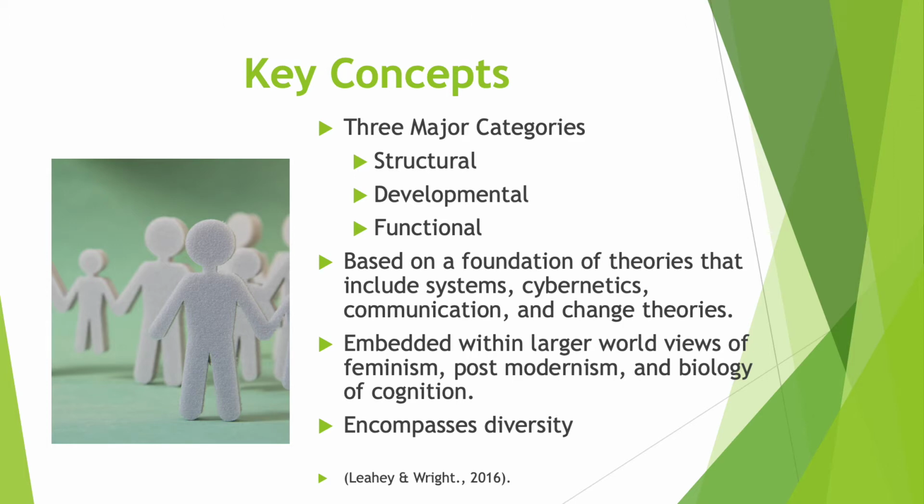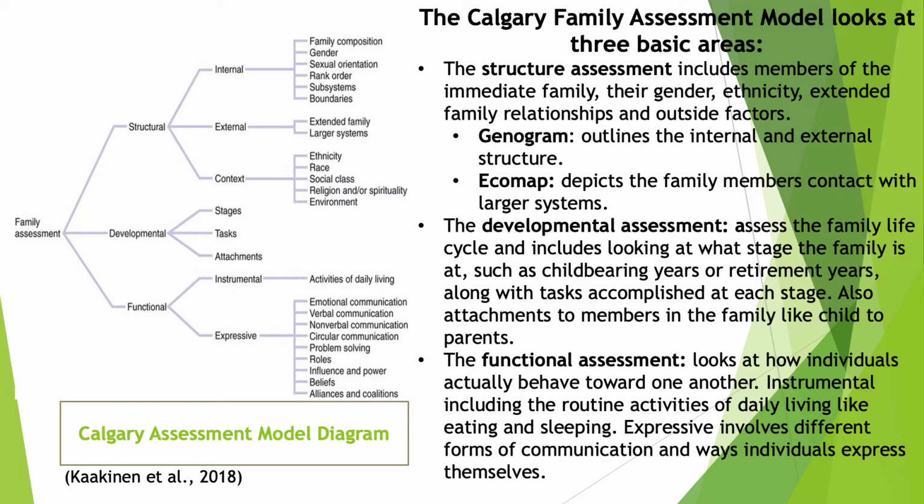It also encompasses diversity. The Calgary Family Assessment Model looks at three basic areas: the structural assessment, which includes members of the immediate family, their gender, ethnicity, extended family relationships, and outside factors. We further assess these in the structural assessment with a genogram, which outlines the internal and external structure, and the ecomap, which depicts the family members' contact with larger systems.